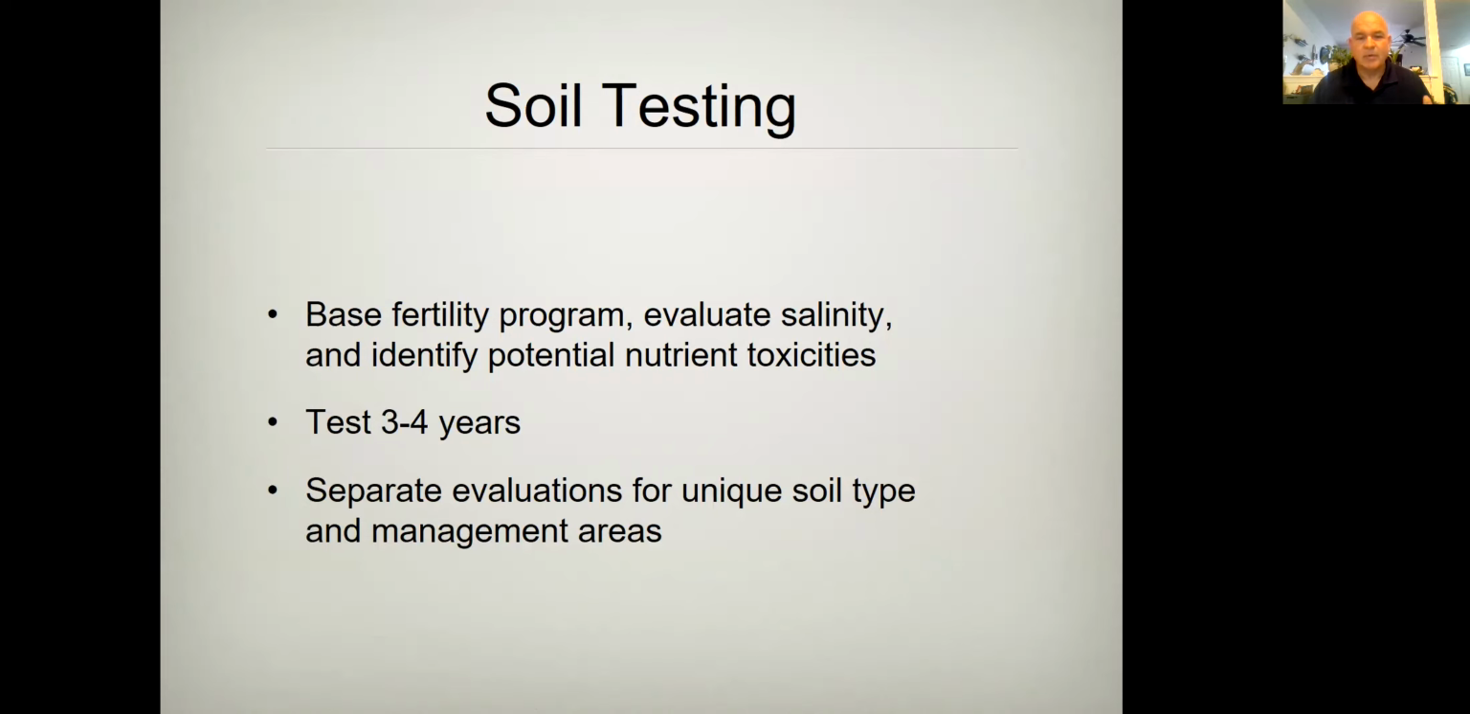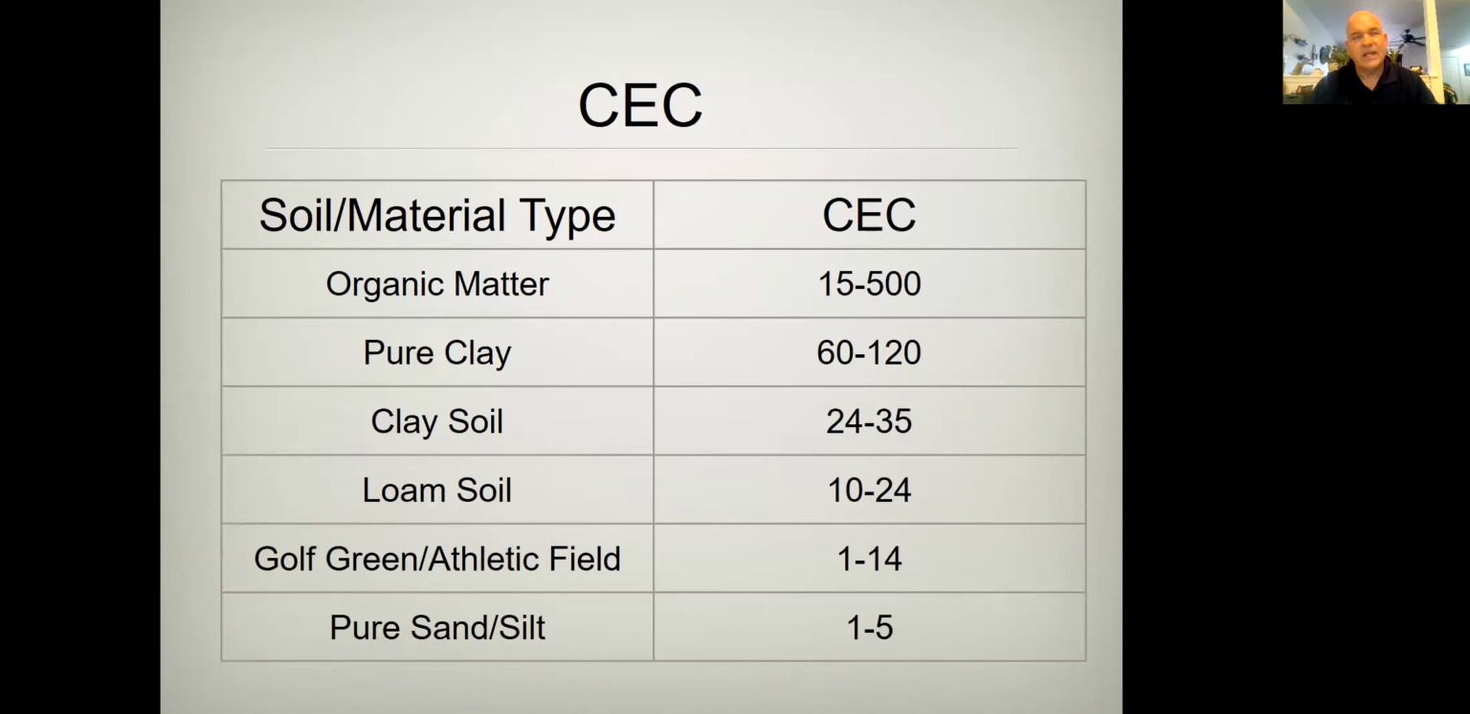We want to have separate evaluations for each unique soil type and management area. I've got a little video that you can look at associated with this, showing me taking a sample. I'll explain that in a little bit more depth. One of the things we look at is sample type. Different types of plant material grow in soils of different types. So if I'm growing turf grass on a sand-based sports field or a golf green or tee box, that's going to be pretty different than almost every other situation where we have more of a loam type of soil. So we definitely see some differences out there.